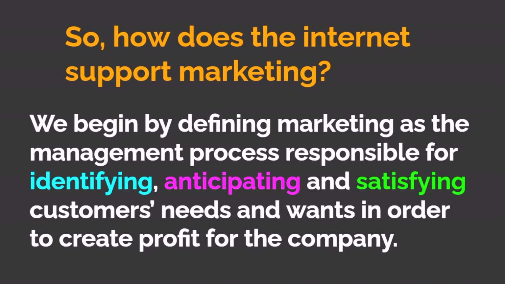Okay, so basically, this definition of marketing has helped us understand that internet supports the marketing process by helping the marketer to identify customers' needs and wants, helping the marketer to anticipate the possible behavior that these customers will exhibit, and then helping the marketer to satisfy these needs and wants by making products and services available at the market at the right time and when the customers need them.